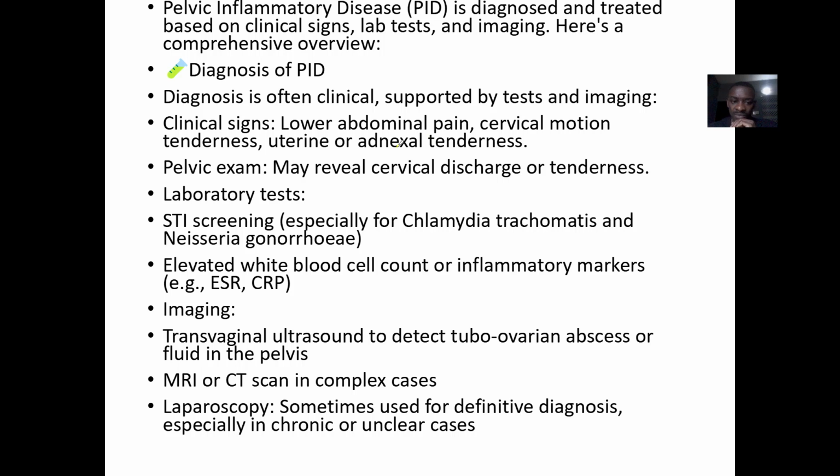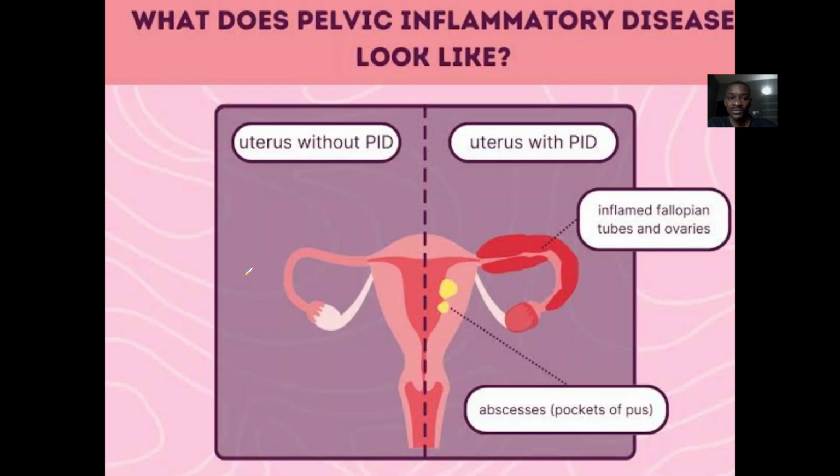Then laboratory tests: you try to know the microorganism that is causing the issue. Is it Chlamydia trachomatis? Is it Neisseria gonorrhoeae? Also look for elevated white blood cell counts on full blood counts, and inflammatory markers. For imaging, you can do a transvaginal ultrasound to detect an abscess if there is one, or fluid in the pelvis. MRI, CT scans, and laparoscopy can all be employed.